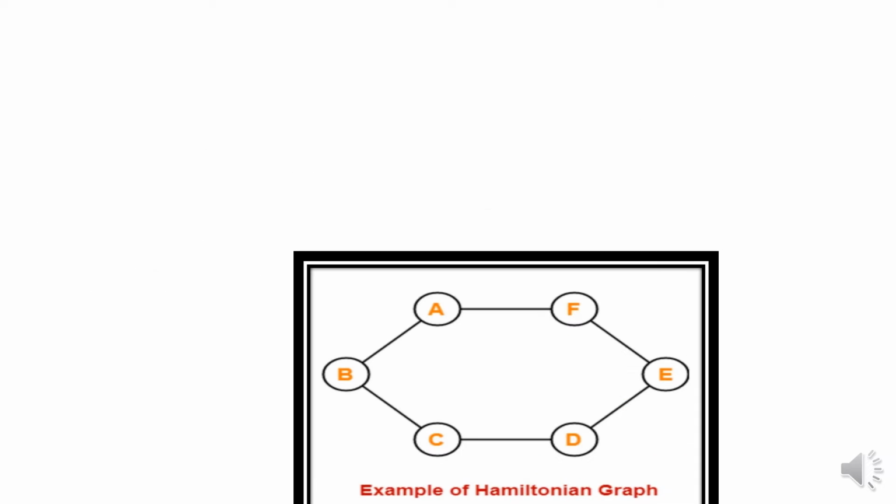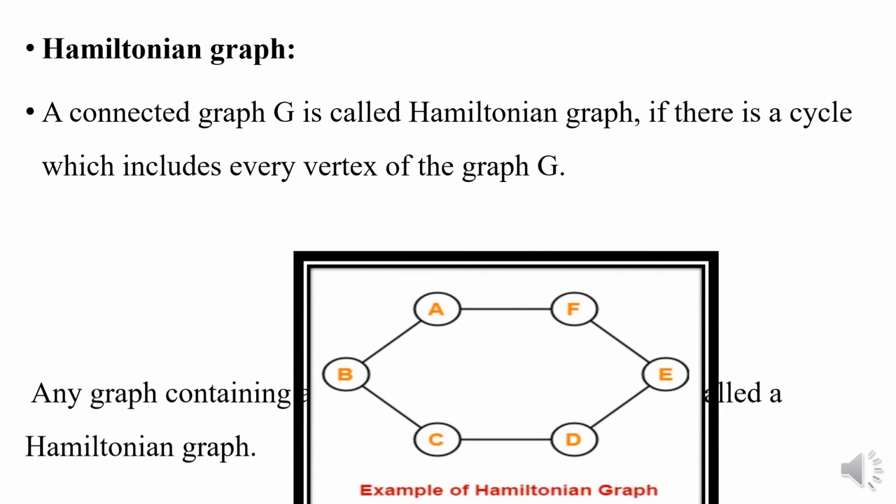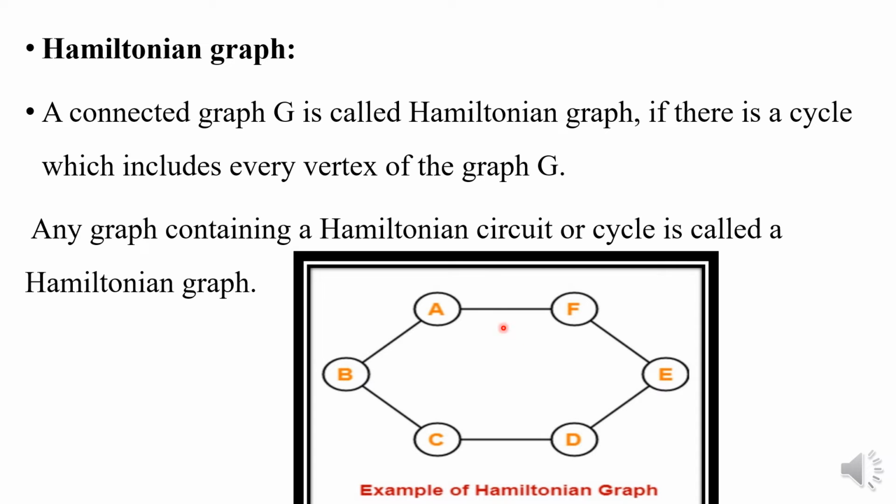Next we can move to Hamiltonian. This is an example of Hamiltonian, and the definition is: a connected graph G is called a Hamiltonian graph if there is a cycle which includes every vertex of the graph exactly once. I told you, only one word is different. So Euler means a cycle which includes every edge exactly once, and Hamiltonian means a cycle which includes every vertex exactly once. Or we can say a graph containing a Hamiltonian circuit or cycle is known as a Hamiltonian graph. Hamiltonian circuit is nothing but a cycle which includes every vertex exactly once.